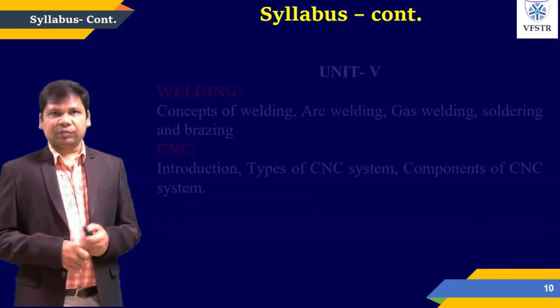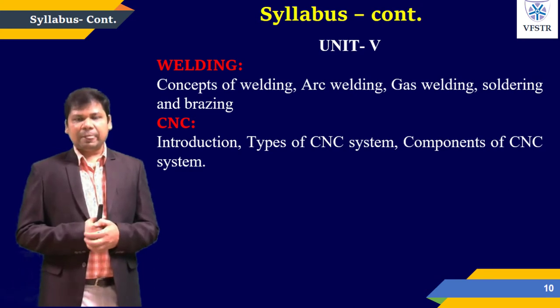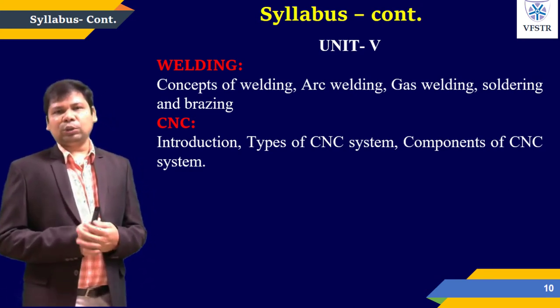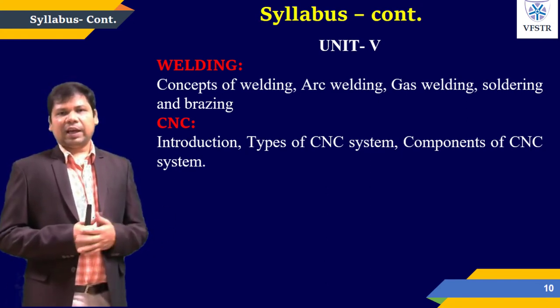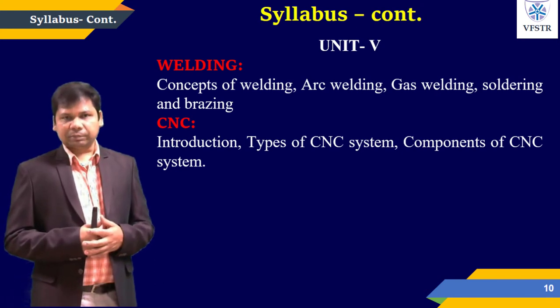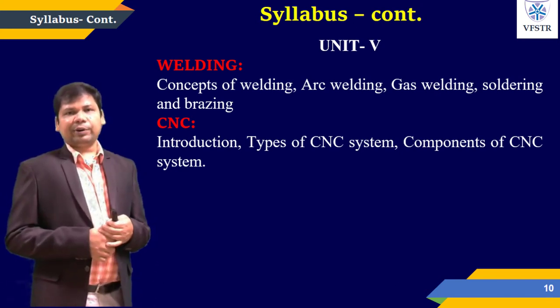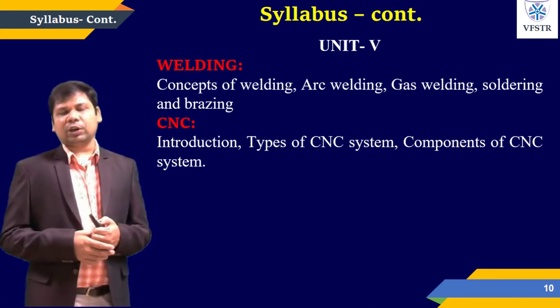The last unit, the fifth one, here we are dealing with two things. One is welding, another is CNC. In welding, we are talking about only two types of welding process, arc welding and gas acetylene welding. Whereas in the case of CNC machines, we will learn the introductory concepts of CNC machines, computer numerical control.